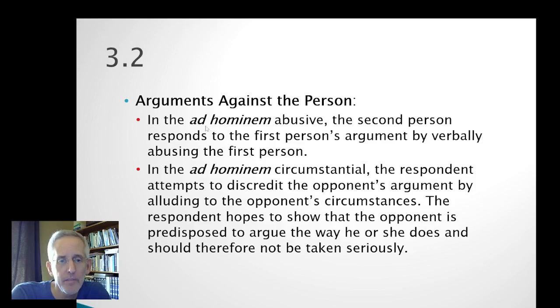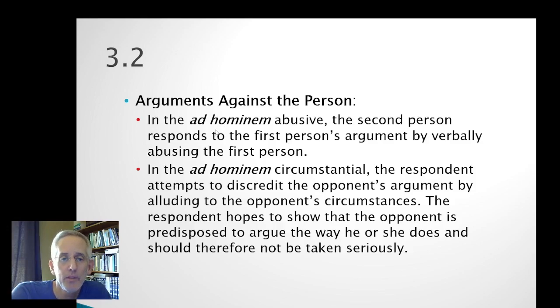Now, sometimes the old Latin is used. Back in the Middle Ages, logicians and philosophers attached Latin names to all of these fallacies, and so some of them have still hung around. So ad hominem just means to the man or against the man, and so that's just a different way of referring to argument against the person. Same fallacy, just a different name. One's in Latin and one's not.